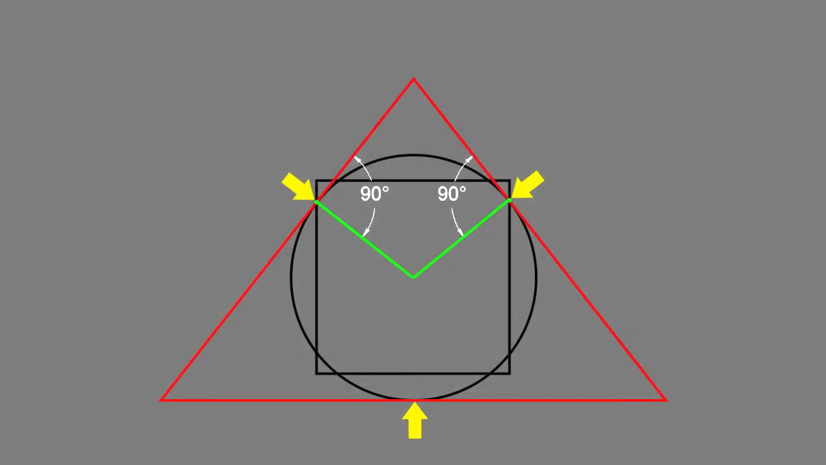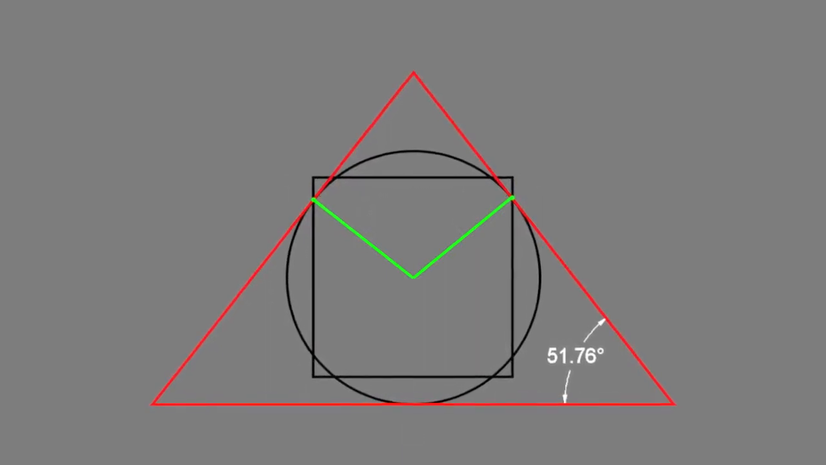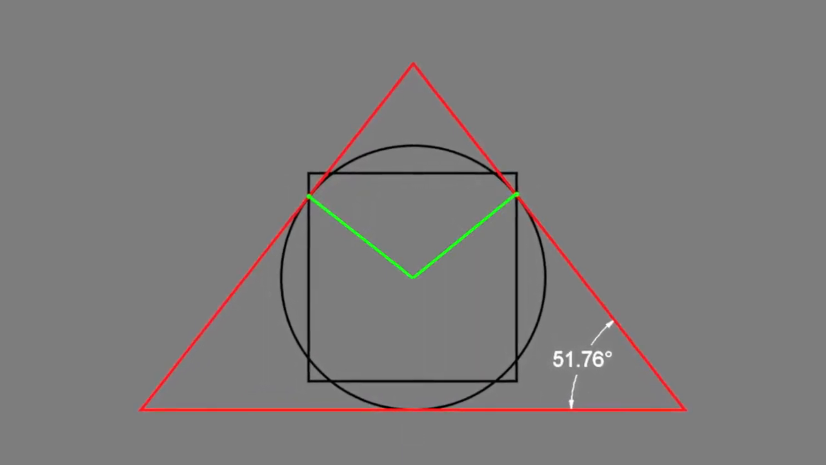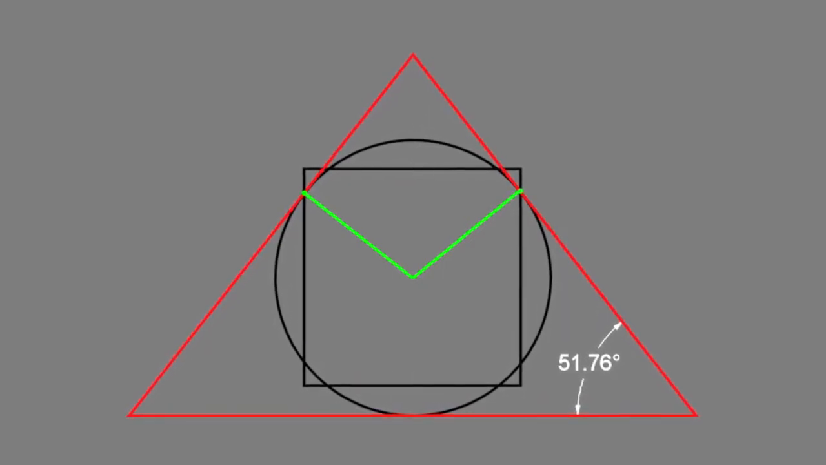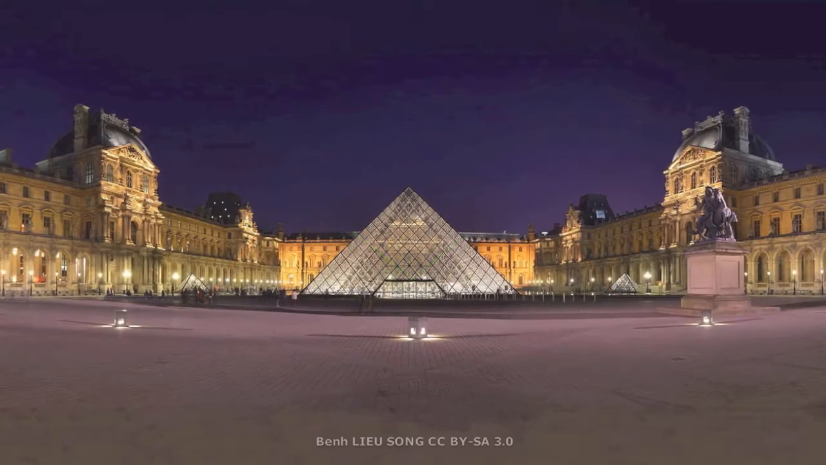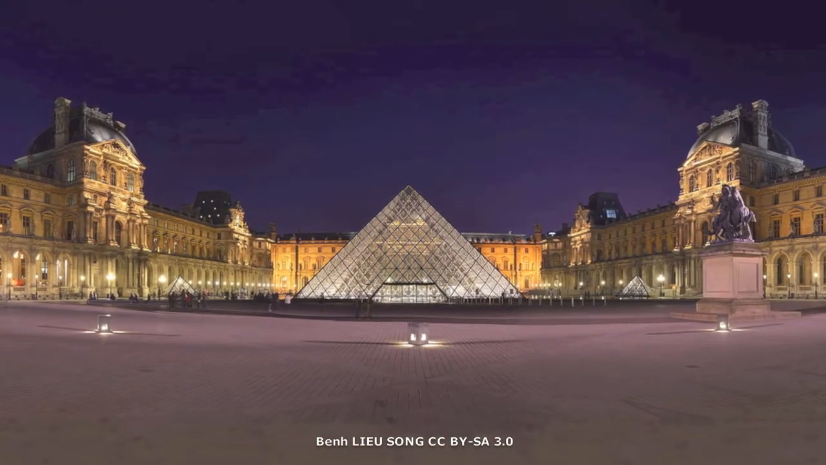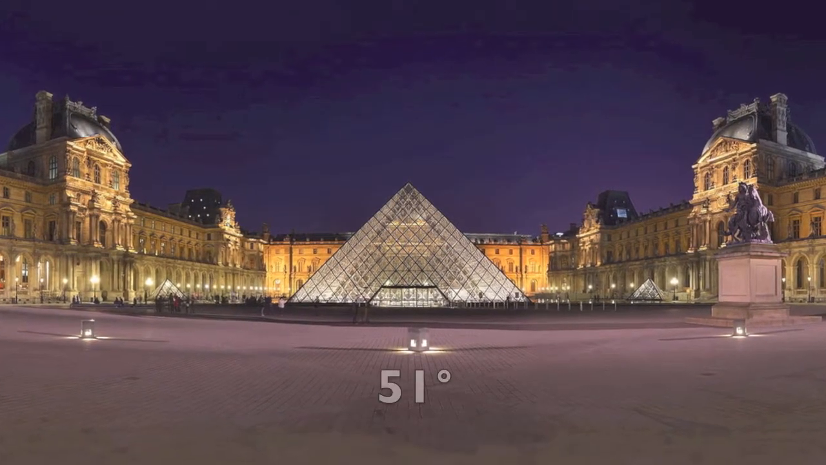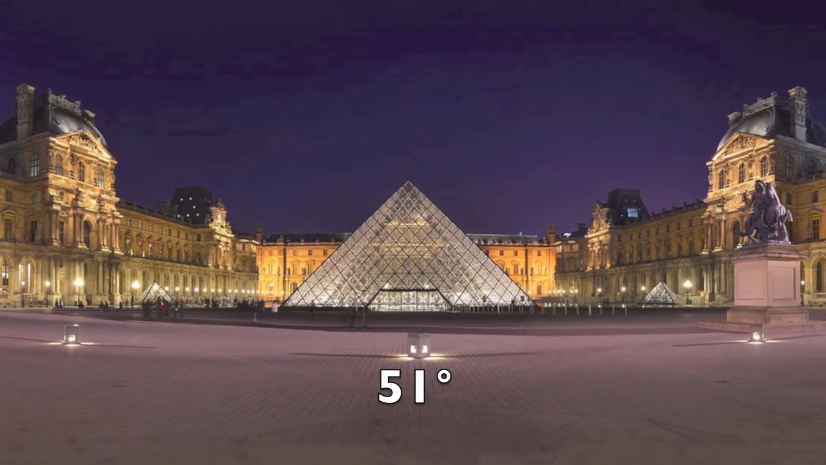I discovered that by drawing red lines perpendicular to the green lines, with all three tangent to the circle, one can construct a pyramid which surprisingly has a 51.76 degree slope. Thus, the pyramid slope follows from squaring the circle. Maybe it's no surprise, but the slope of I.M. Pei's Louvre Pyramid in Paris closely matches the slope of the Great Pyramid in Egypt.